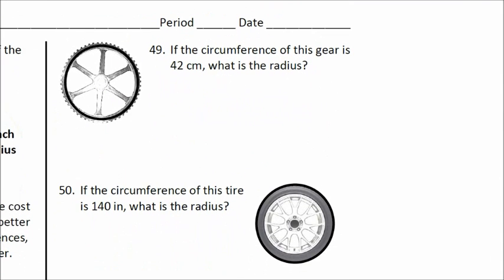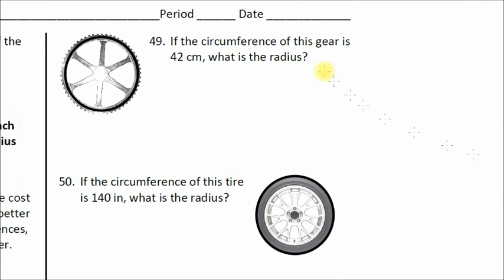Number 49. If the circumference of this gear is 42 centimeters, what is the radius? Well, class, if we know the circumference and we're looking for the radius, we have a formula that has circumference and radius in it. And that is the circumference formula. They tell us the circumference is 42. And all we got to do now is plug in 42 for circumference and solve for r.